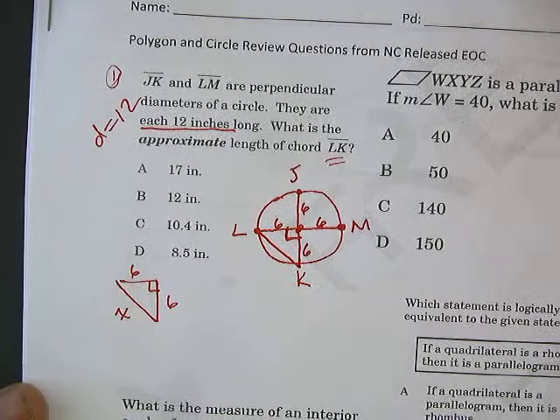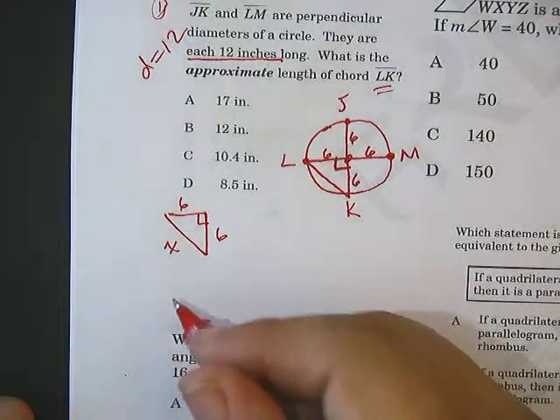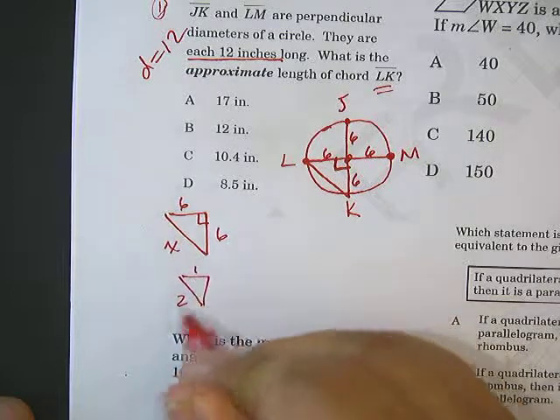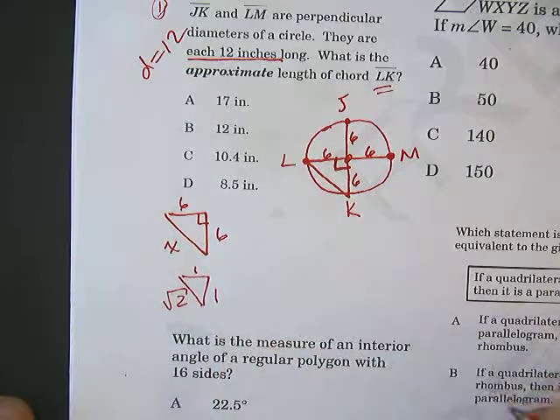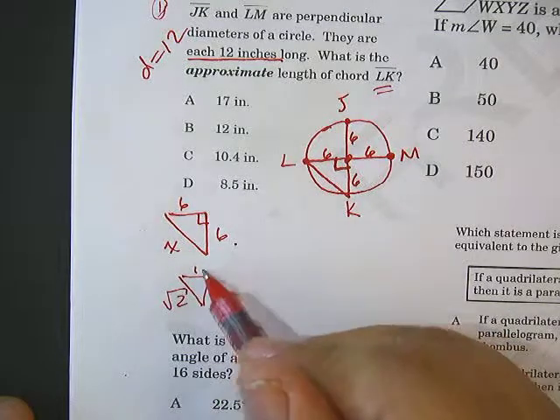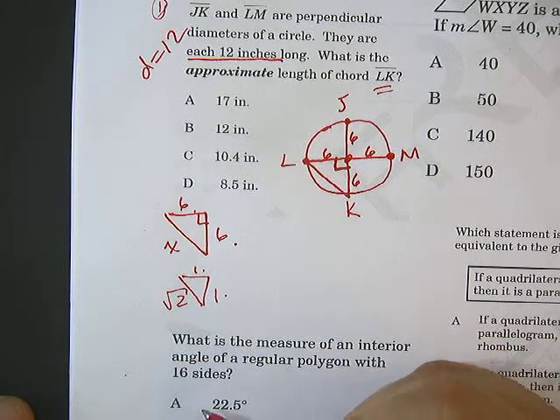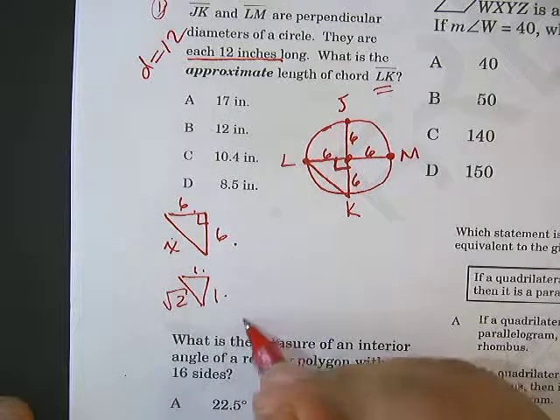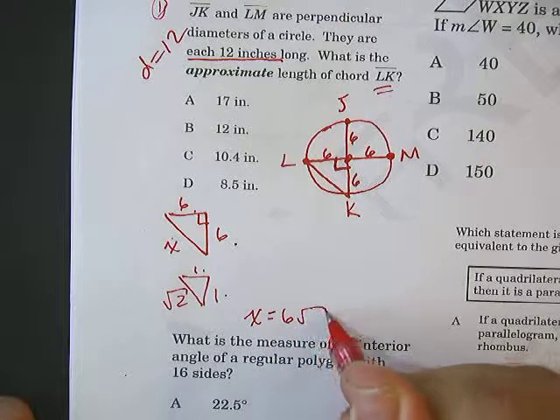There are two ways to solve this. If you remember your 1, 1, square root of 2 triangle, you could use a proportion and solve it that way. And that's actually a really fast way. To get from here to here, I have to multiply by 6. Here to here, I have to multiply by 6. So from here to here, I have to multiply by 6. My answer actually is 6 square root of 2.